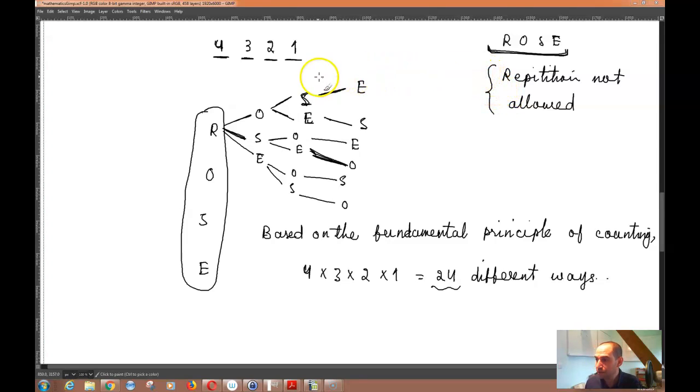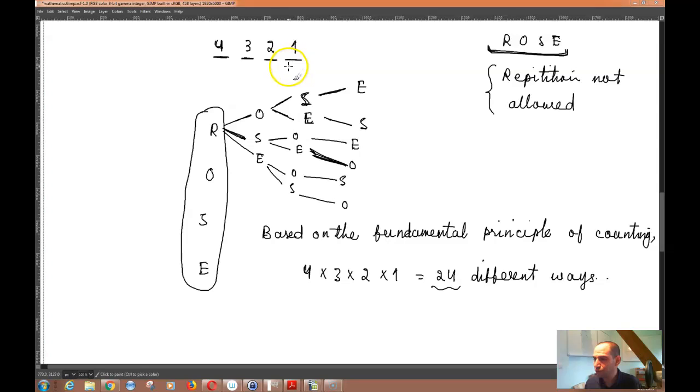And the first place can be filled in 4 different ways by any one of the 4 letters, following which the second place can be filled by any one of the remaining 3 letters in 3 different ways, following which the third place can be filled in 2 different ways, following which the fourth place can be filled in just one way, right?